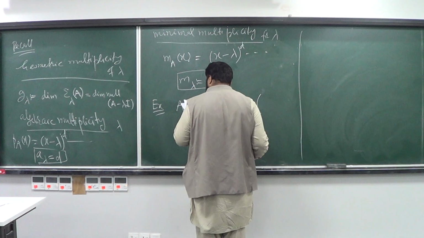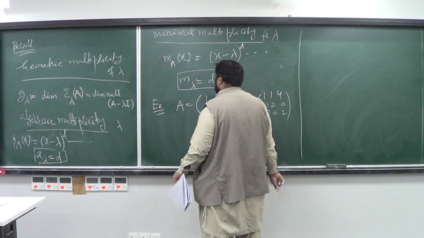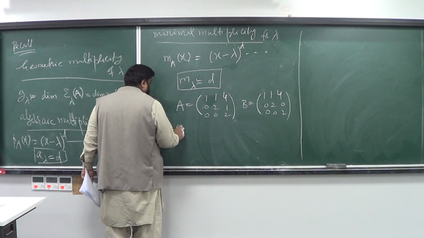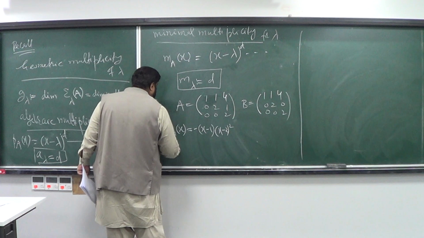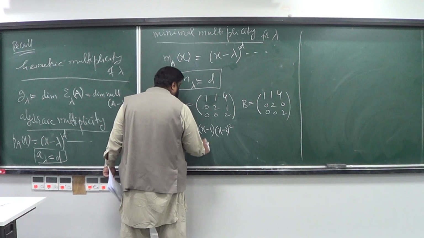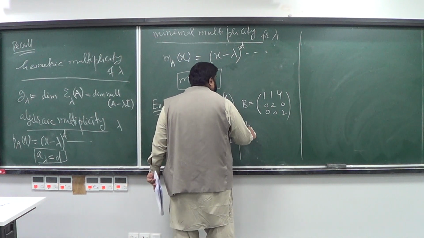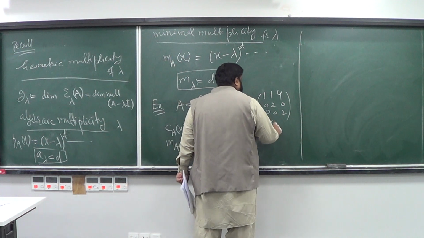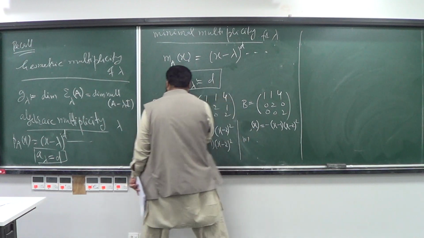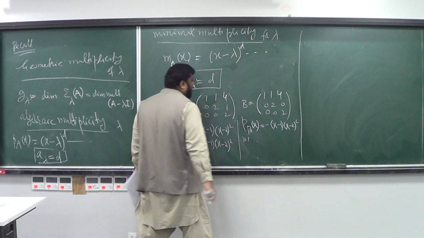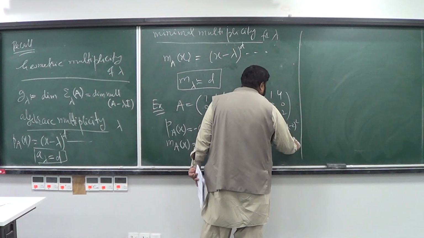And the matrix B is: 1, 1, 4, then 0, 2, 0, and 0, 0, 2. What is the characteristic polynomial of the matrix A? We just computed it to be negative x minus 1 times x minus 2 squared. The minimal polynomial of the matrix A we computed to be x minus 1 times x minus 2 squared. The characteristic polynomial for the matrix B is minus x minus 1 times x minus 2 squared, and the minimal polynomial for the matrix B was x minus 1 times x minus 2.